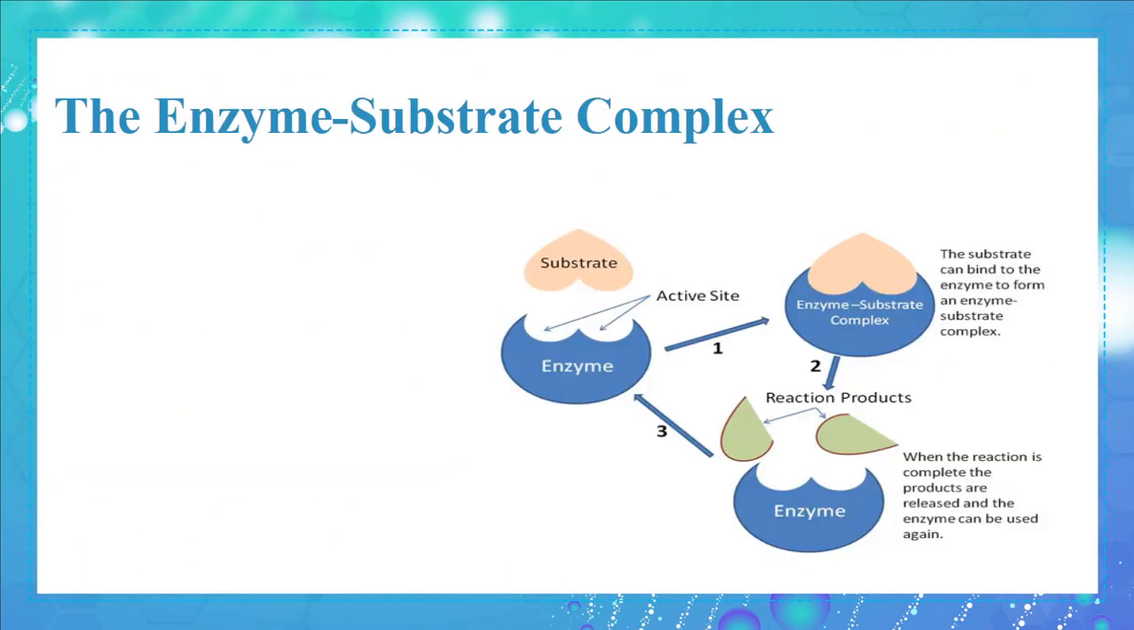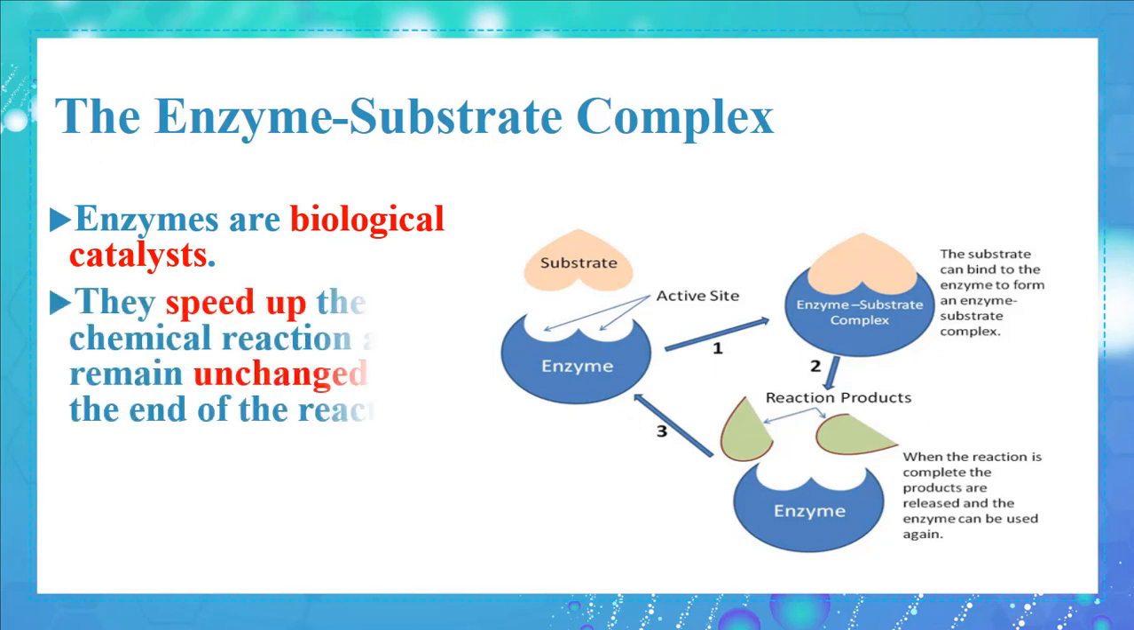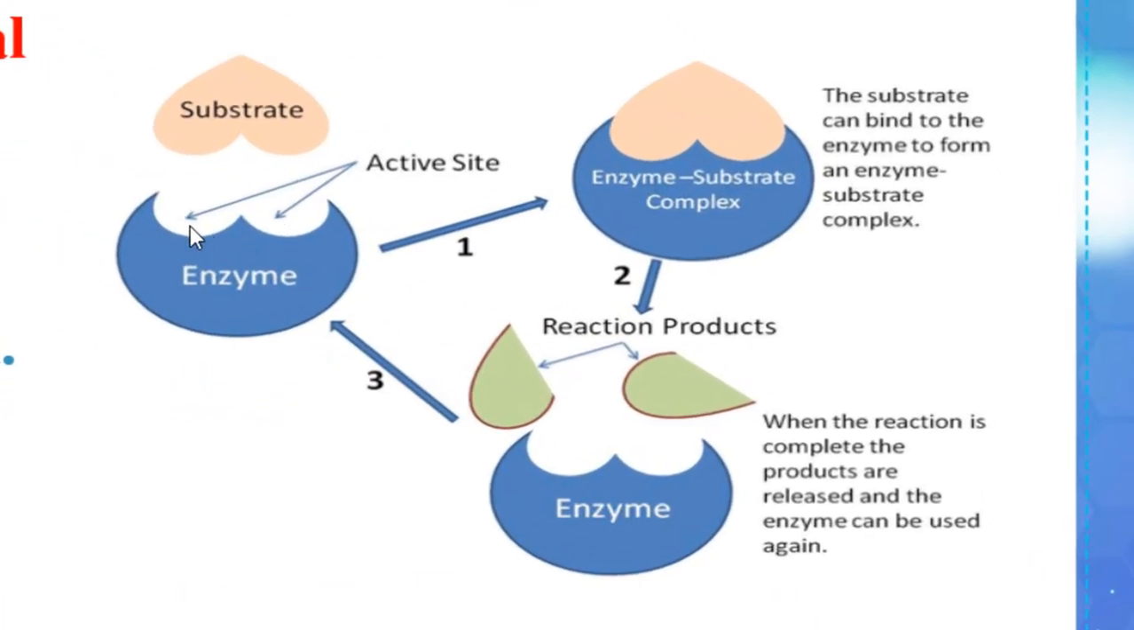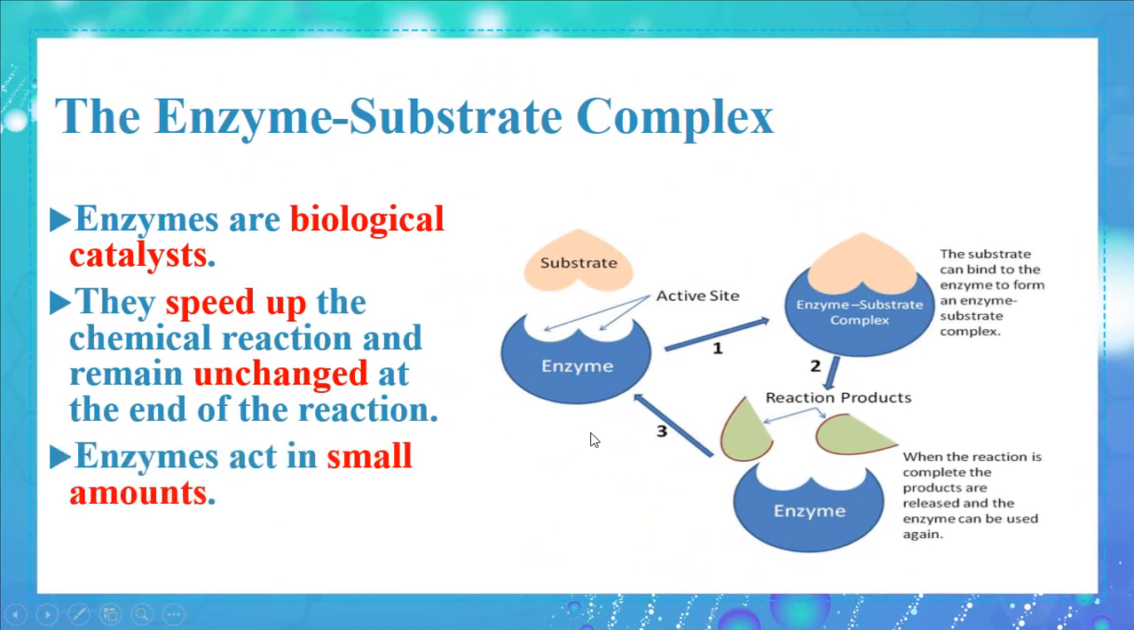In order to understand the effect of temperature on the enzymatic activity, let's take a look on the enzyme-substrate complex. Enzymes are biological catalysts. In other words, they speed up the chemical reaction and remain unchanged at the end of the reaction. So the enzyme binds to its substrate at the active site, then it breaks the substrate into the products, releases the products, and then it is ready again to bind to another substrate. That's why enzyme can act in a small amount.